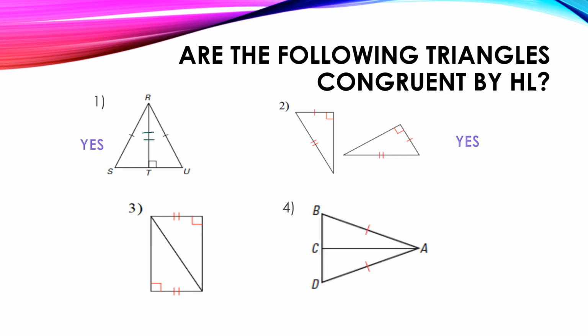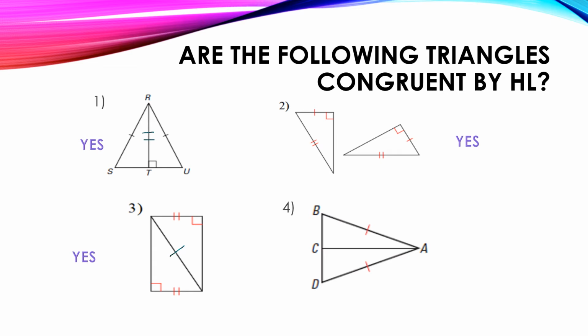Number 3, again, you have your base leg to be congruent. You have a right angle, and then that segment in the middle is shared, which would be the reflexive property, so that is congruent to itself. So this one we can use HL to say that these triangles are congruent also.